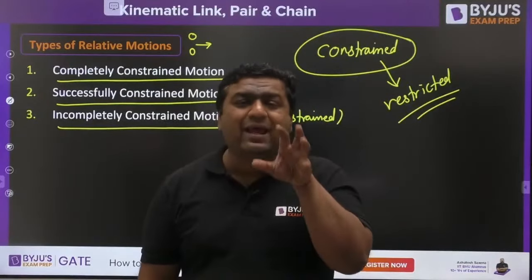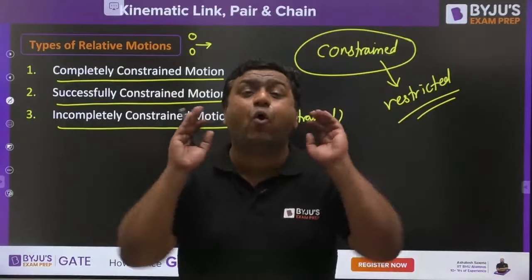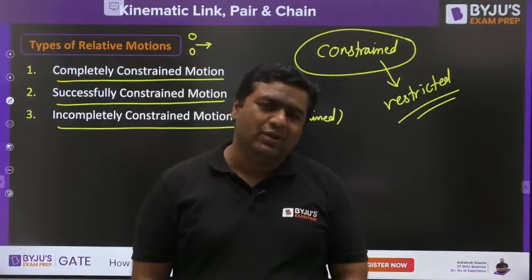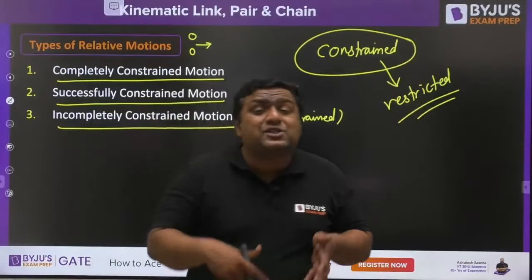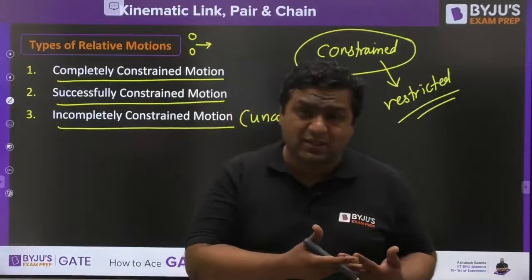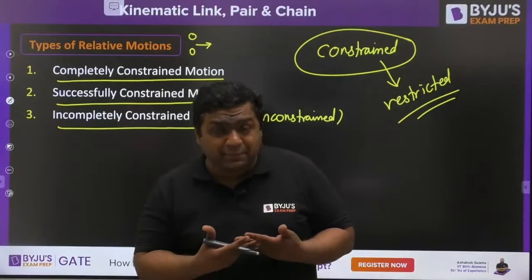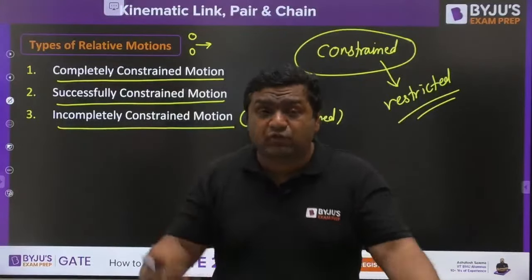So if a body can have nth type of motion, we will be restricting all of them except the one we want it to do. That is the meaning of constraint. So my dear, this constraint comes with the help of restrictions. Now these restrictions can be made from the system itself or can be made forcefully.